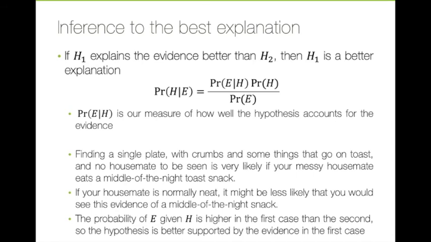Finding a single plate with crumbs and some things that go on toast and no housemate to be seen, that's all very likely if your messy housemate eats a middle-of-the-night toast snack. If your housemate, though, is normally neat, that makes it less likely that you would see that evidence after a middle-of-the-night snack. So the probability of E given H is higher in the first case than in the second. So in the first case, the hypothesis is better supported by the evidence.